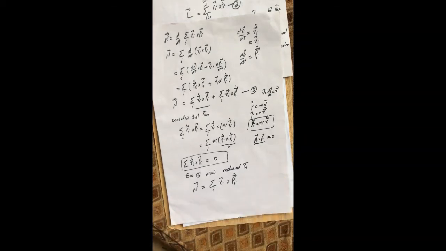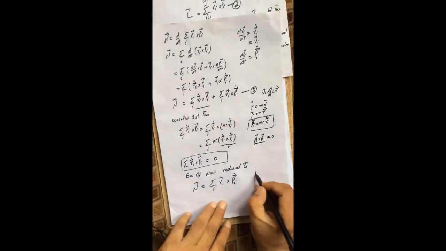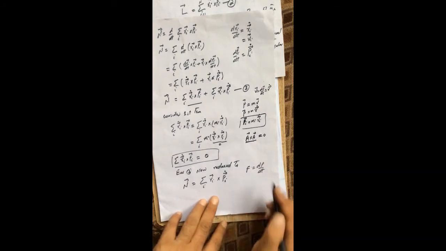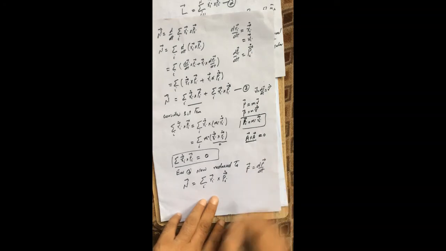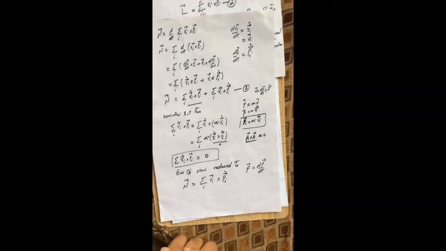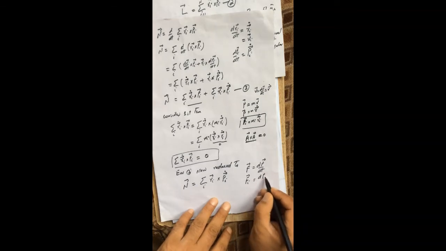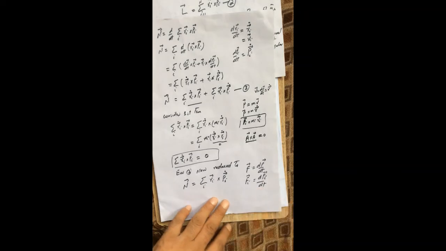But we know that force, we already defined it before, that force is equal to rate of change of linear momentum. F is equal to dp over dt. Now the force acting on the ith particle will be equal to the rate of change of momentum of the ith particle, dp_i over dt.